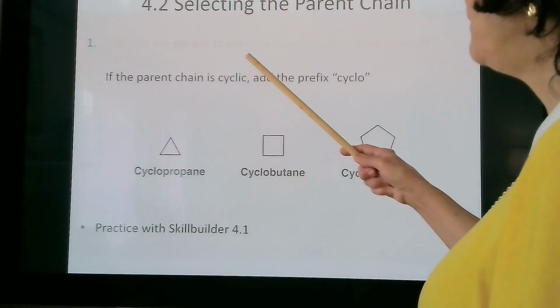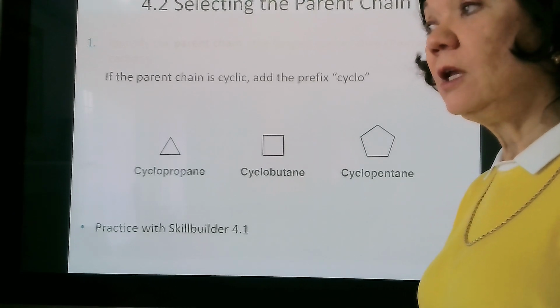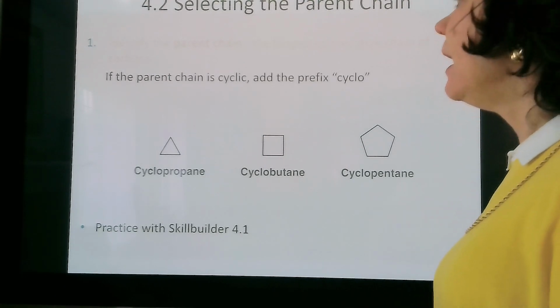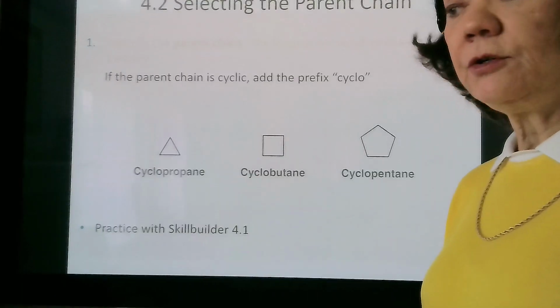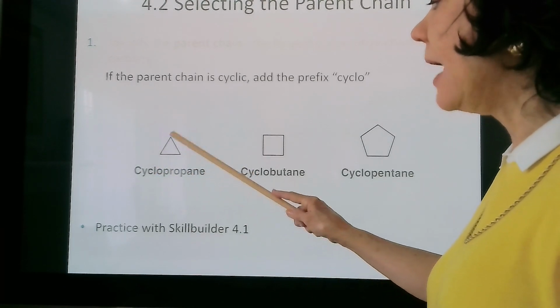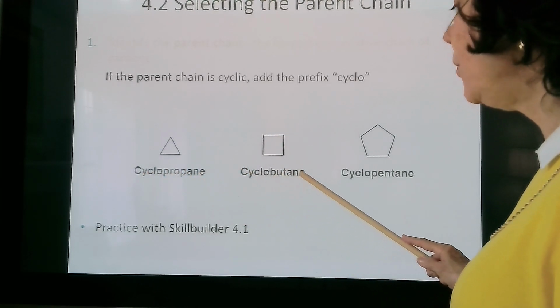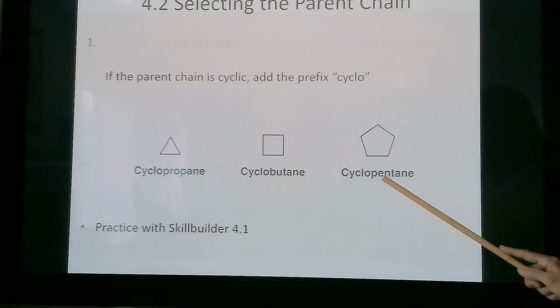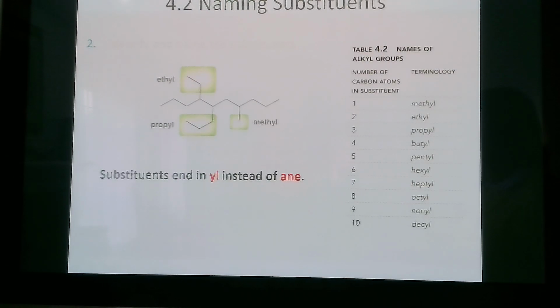So you have identified the parent chain, the longest consecutive chain of carbons, which contains the greatest number of branches. If the compound is cyclic, you simply put the word cyclo in front of it. So this contains 3 carbons, and it's a cyclic compound, cyclopropane. 4 carbons, cyclobutane. 5 carbons, cyclopentane, etc.